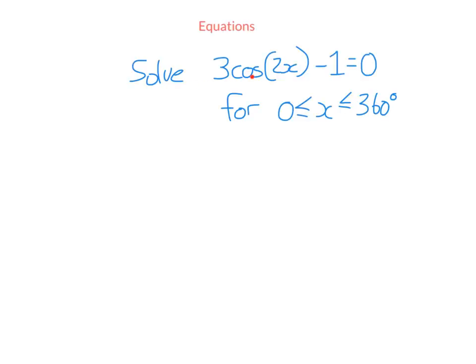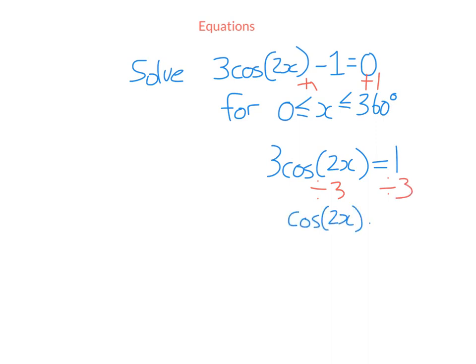So let's say I want to solve this trigonometric equation and find all solutions for x between 0 and 360. So let's have a go at this. What we're going to do is undo the other stuff first before the cos. So my first step here, undoing things in the opposite order to BODMAS, I'm going to add 1 to both sides. So I get 3 cos of 2x is equal to 1. Now I'm going to divide each side by 3, and I get cos of 2x is equal to 1/3.